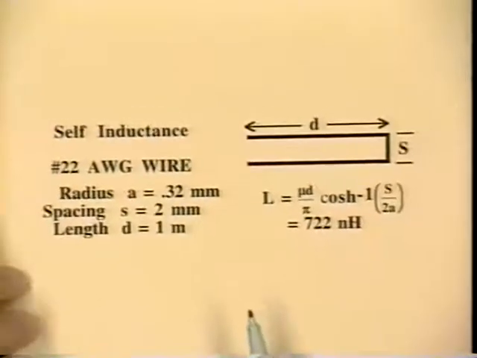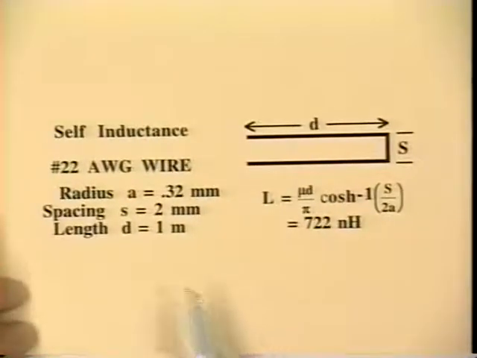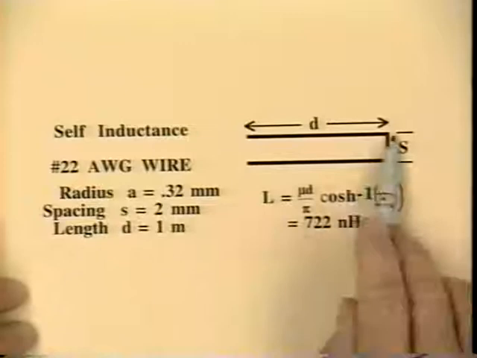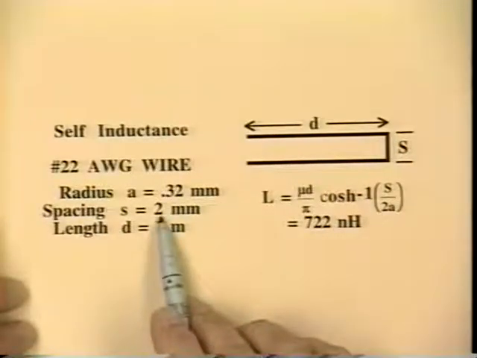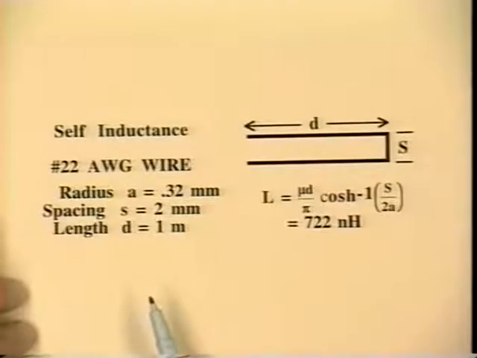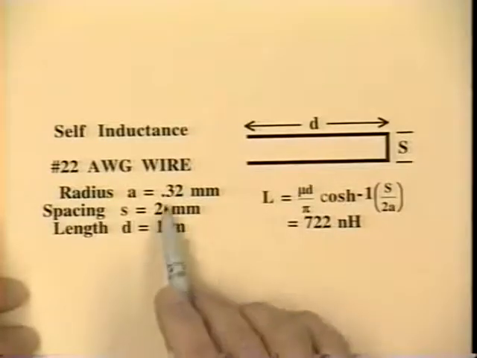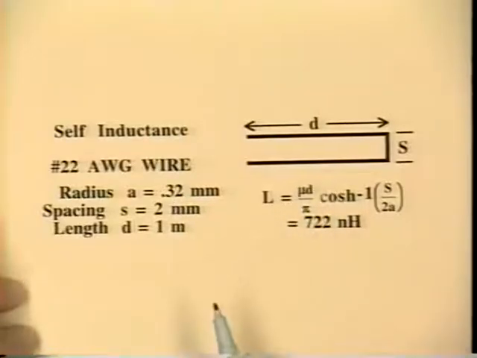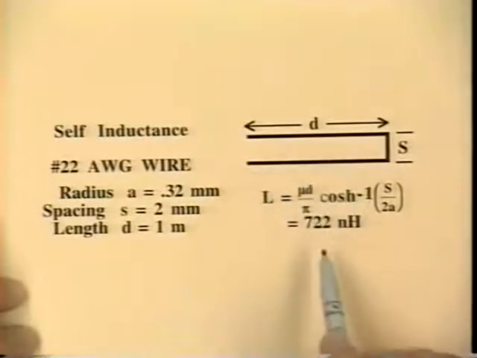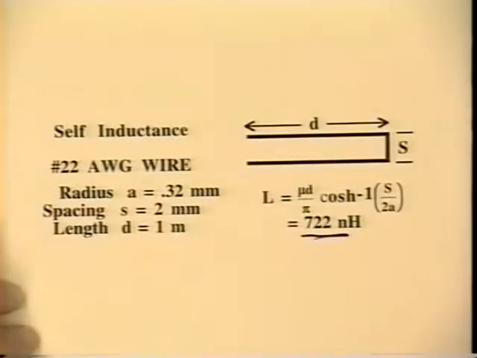If you wanted to conclude here with a final quick calculation, say we had number 22 gauge wire that's about 1 meter long, wire size is 0.3 of a millimeter, and the wires are about 2 millimeters center to center apart. Because they're pretty close together, I'm now using the hyperbolic cosine formula instead of the logarithmic formula, but in this case we calculate 722 nanohenries. Just one final example. And that concludes our first session.